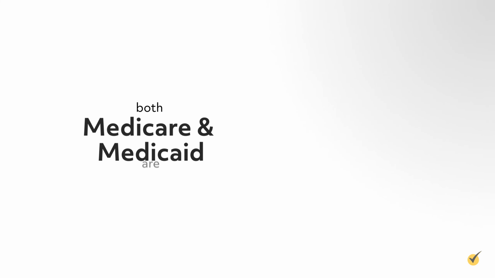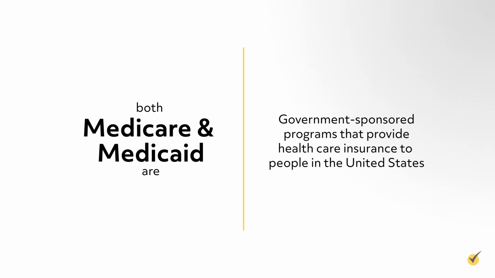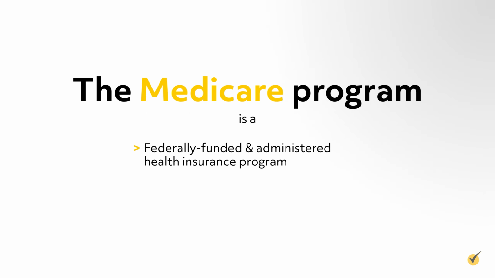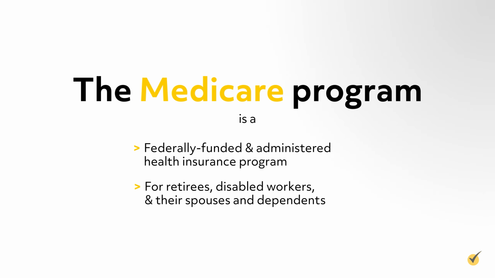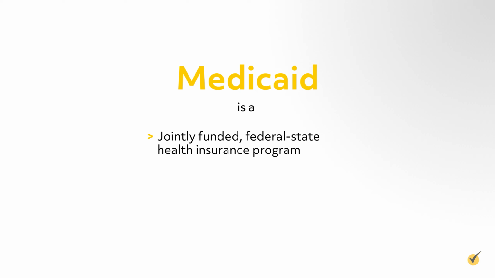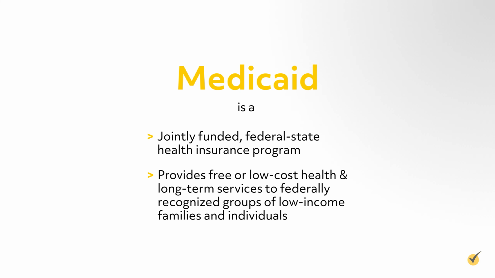Both Medicare and Medicaid are government-sponsored programs that provide healthcare insurance to people in the United States. The Medicare program is a federally funded and administered health insurance program for retirees, disabled workers, and their spouses and dependents. In contrast, Medicaid is a jointly funded federal-state health insurance program that provides free or low-cost health and long-term services to federally recognized groups of low-income families and individuals.